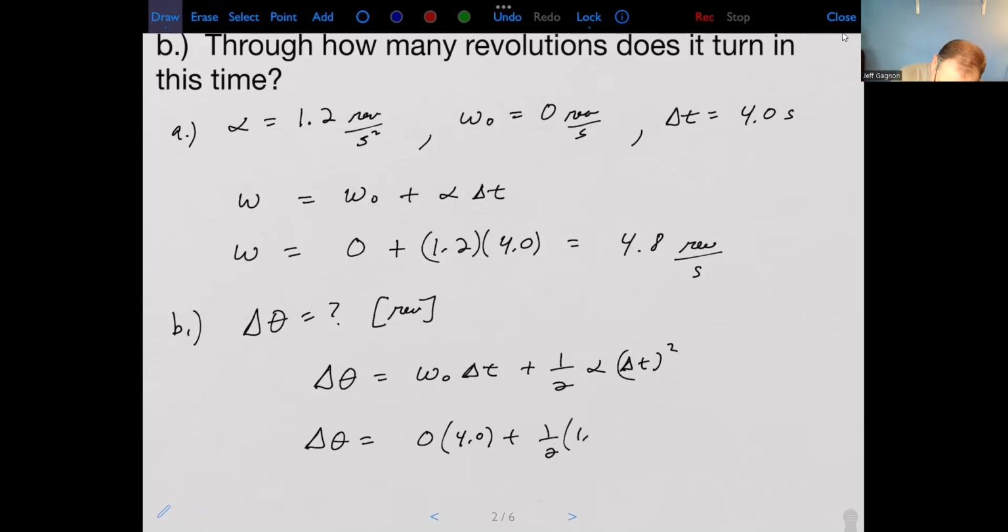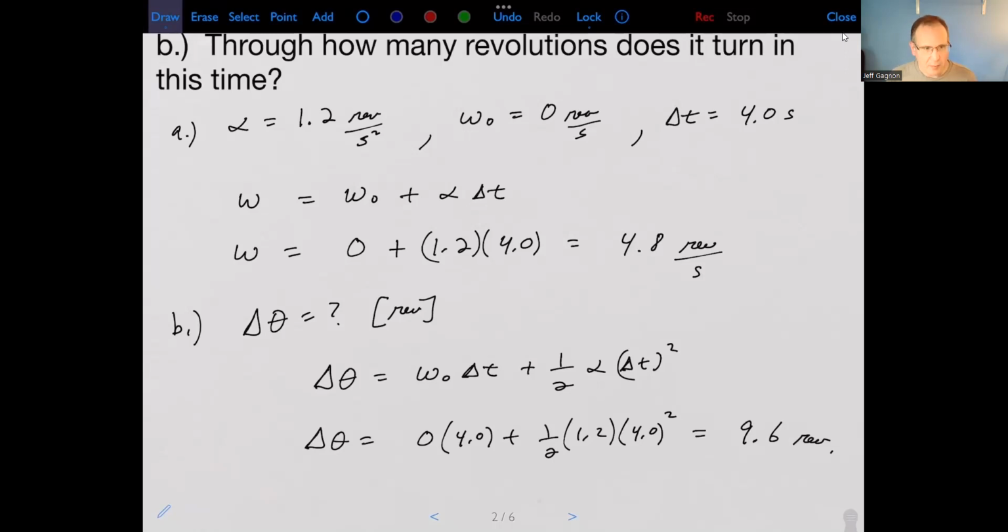Alpha is 1.2, right? And it's revolutions per second squared. So again, our answer will be correctly in revolutions, times 4 squared. And if you work that out, it turns out it's around 9.6 revolutions. So in this case, this bicycle wheel rotated around 9.6 times, right? 9.6 complete rotations, basically.